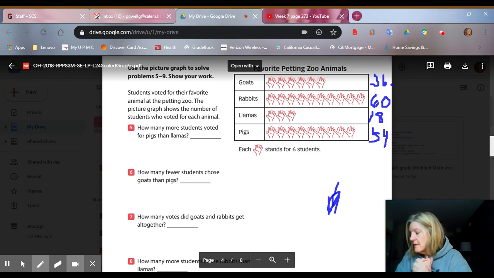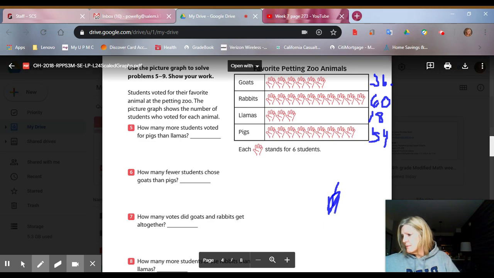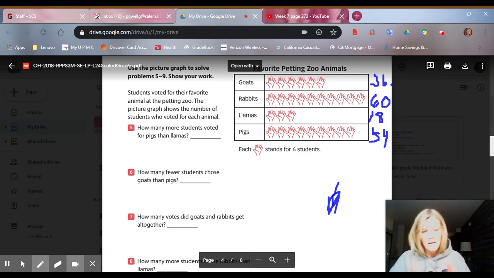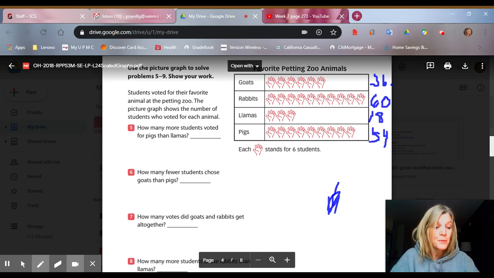Okay, and that is the last page for week 7, I believe. Now all you have to do is 15 problems on a multiplication page, which I will have for you next.